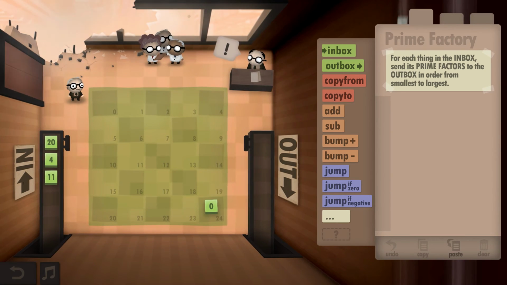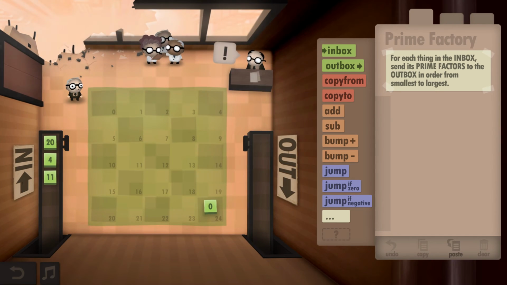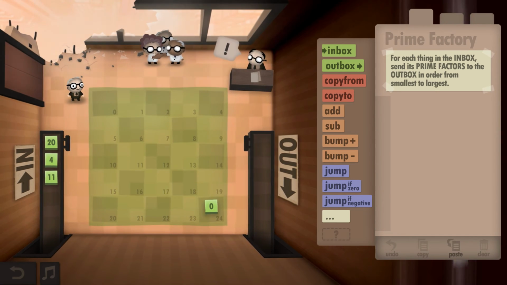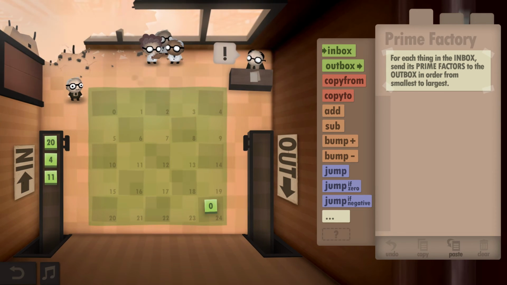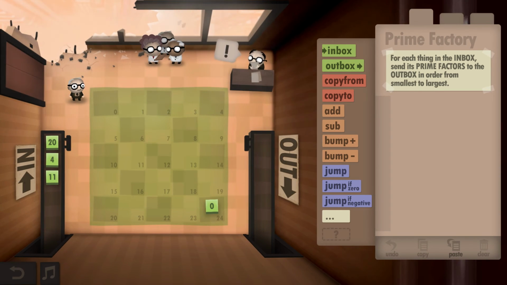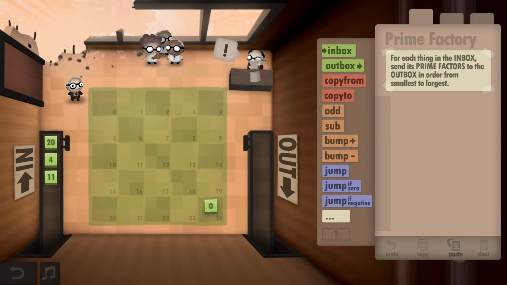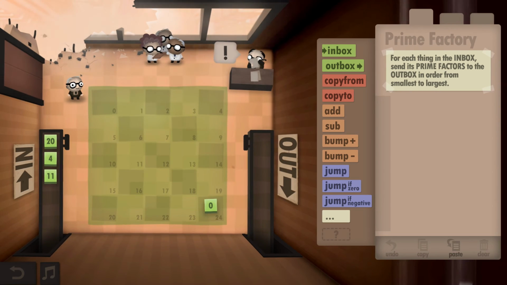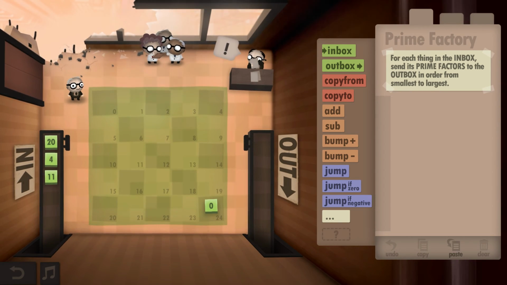Okay, so this is what they mean by prime factor. For each thing in the inbox, send its prime factors to the outbox in order from smallest to largest. Let's see, prime factors. Trying to come up with the idea of the program right now. I may need to cut at the moment. Think about it. Yeah, I'm gonna cut again. Complications. I hate prime factors. Anyway, let me think about it.